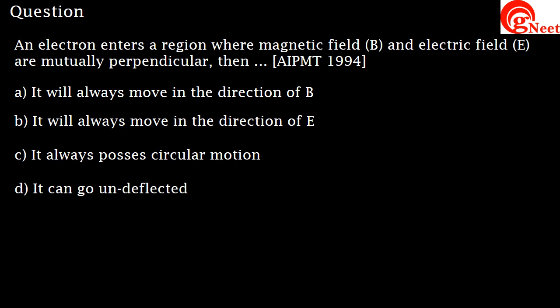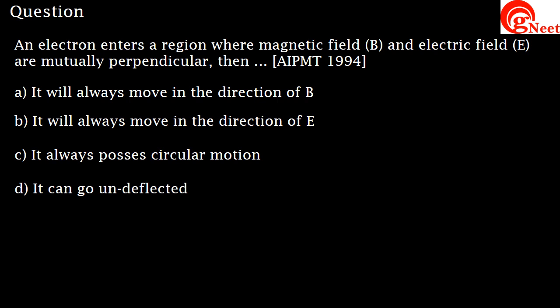Then, option A, it will always move in the direction of B. Option B, it will always move in the direction of E. Option C, it always possesses circular motion. Option D, it can go undeflected.